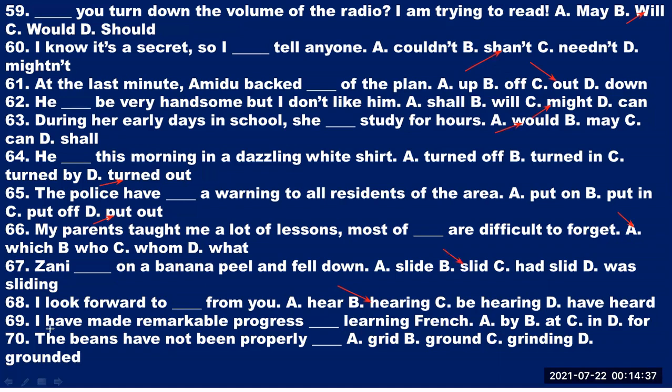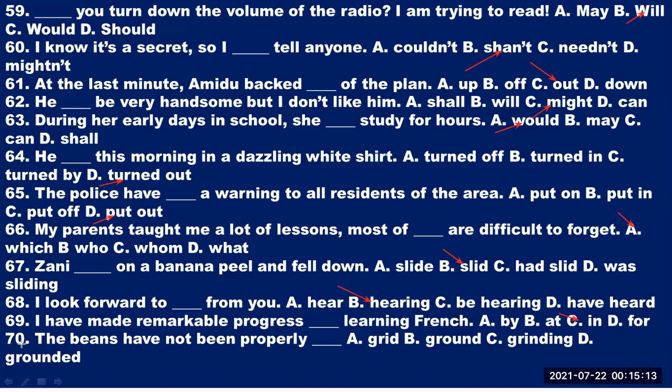Question number 69. I have made remarkable progress dash learning French. Now we have to look for the preposition that collocates with progress. Do we say progress by? No. Progress at? No. Progress in? You progress in something. All right, so I have made remarkable progress in learning French. So option C is correct. You know, you do not progress for, you progress in.